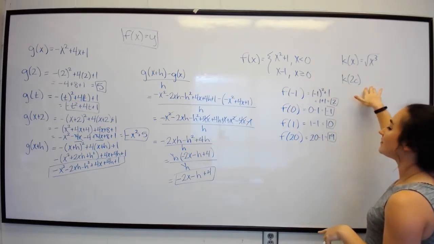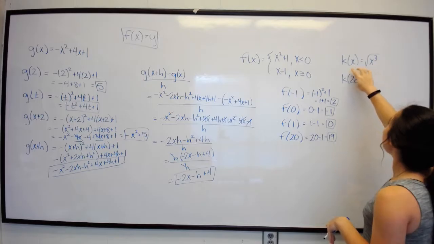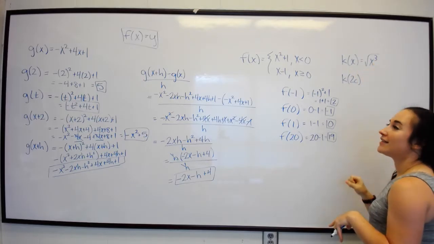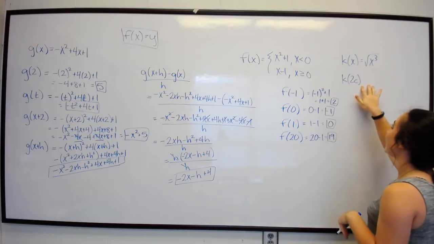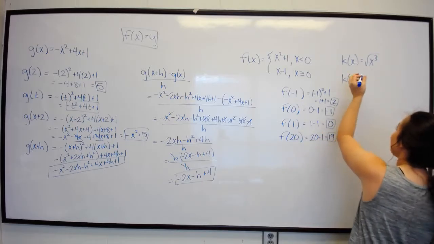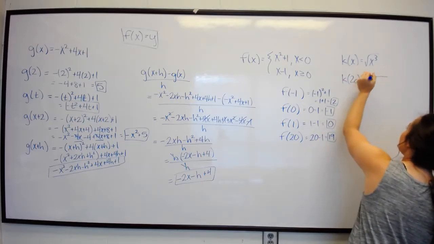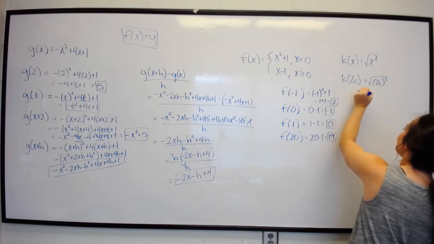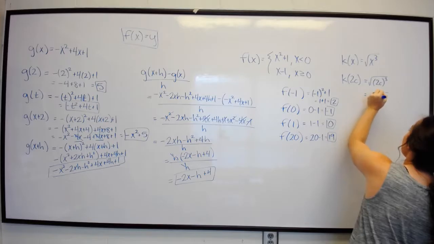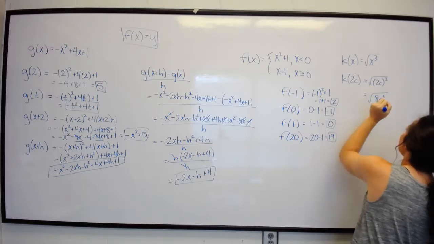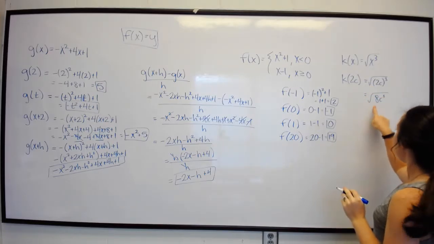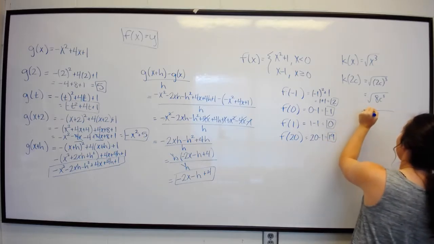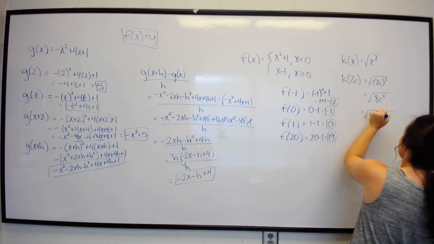Our last problem that we're going to work, we have k of x equals the square root of x cubed, and we want to find k of 2c. So we're going to have the square root of 2c cubed. You can go ahead and work with that. So that's 8c cubed. Alright? And then we know that we can simplify this. We can rewrite 8 as 4 times 2.